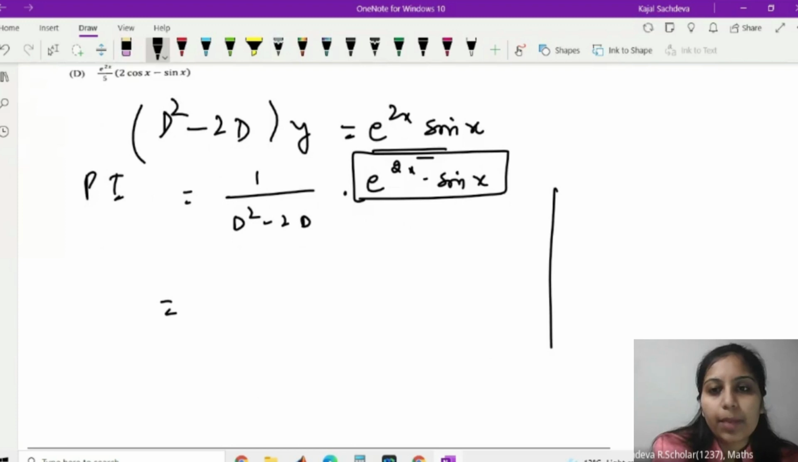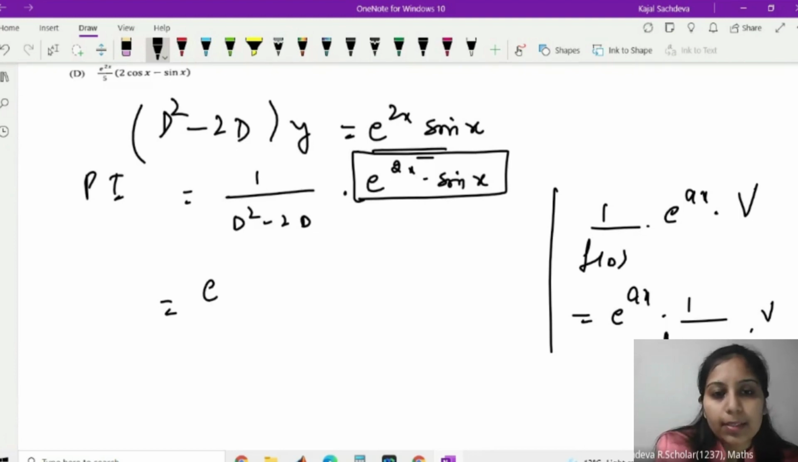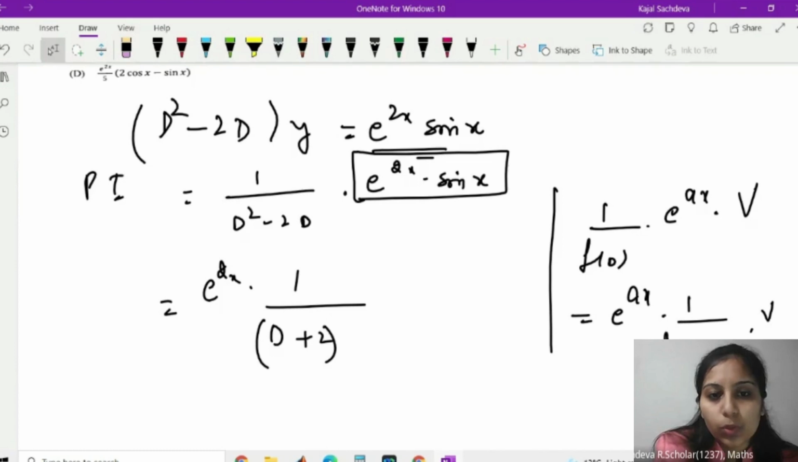If anyone remembers, we have done 1 by f of D on e raised to power ax into v, which can be written as e raised to power ax times 1 by f of D plus a into v. So we are just applying this: e raised to power 2x first, then D plus 2 will be put here, D plus 2 square minus 2 into D plus 2, and at last sin x as it is.